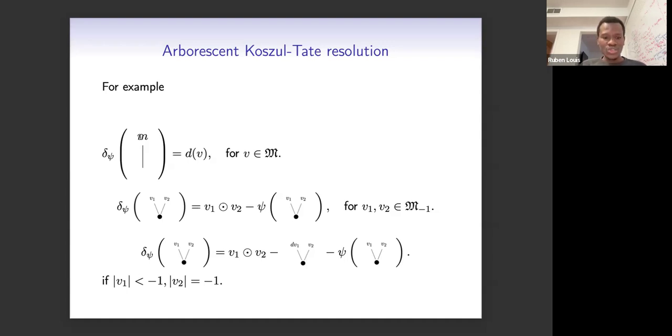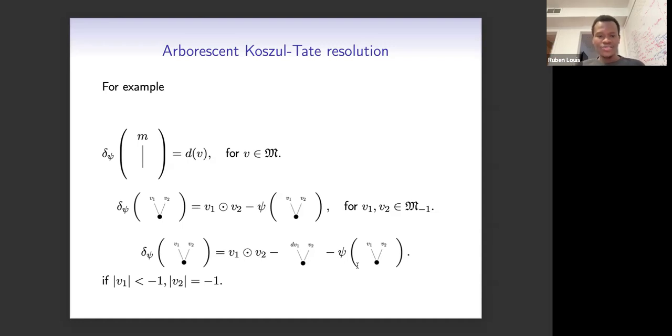And then, if you apply it to trees with two leaves, for example, you get this expression. If v1, v2 is e minus 1, you just get this expression here. But if you take v1 with degree strictly less than -1, then you start having the differential d appearing on those leaves, and they will act as derivations on the leaves. For example, if you take v2 with degree less than -1, you get one more expression there.